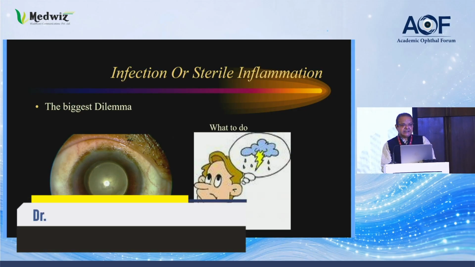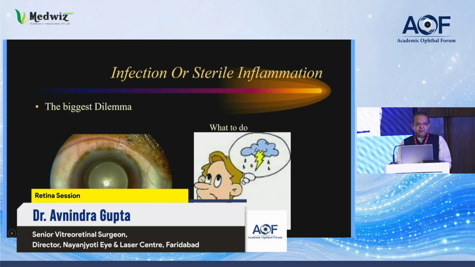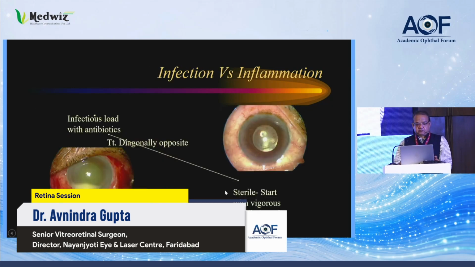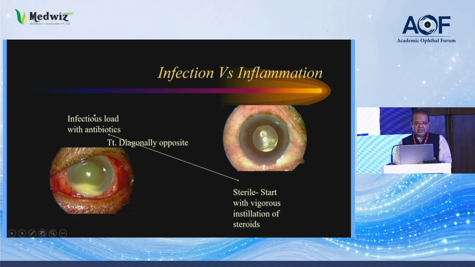You have done a nice cataract surgery, no complication, and the next day the patient comes to you with a hypopyon and a fibrin membrane. Now, the biggest dilemma is what to do. Whether it's an infection or an inflammation, because the treatment is diagonally opposite. In inflammation, you need to load the patient with steroids, and in infection, you need intravitreal antibiotics. And if you have an infection and you delay, you can lose the eye.